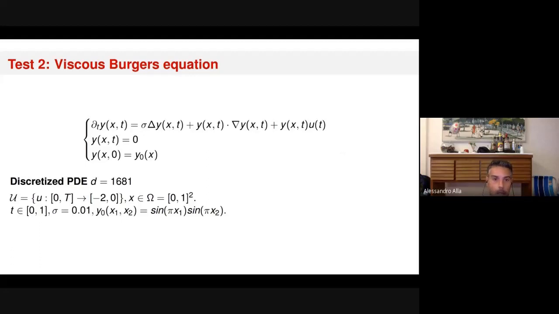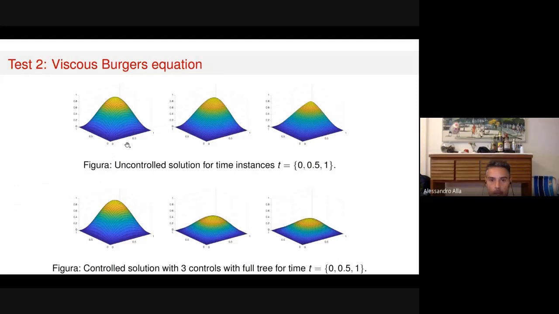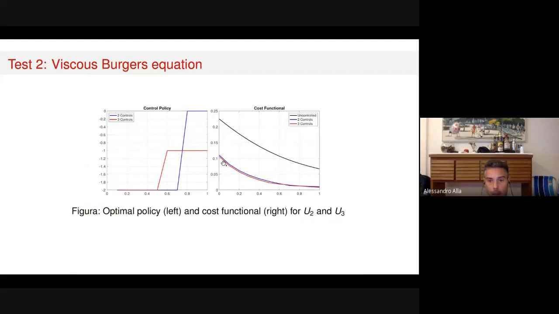We also have done the Burgers equation. Here, the viscous Burgers equation. Of course, we have a viscous term. This is the dimension of the discretized PDE, so this is very, very large. And then here you see the difference. Again, we want to go to 0. This is slower, of course, but you see the difference between the uncontrolled and controlled problem. And also the cost functional, if we use 3 controls, is a little bit smaller than using 2 controls.